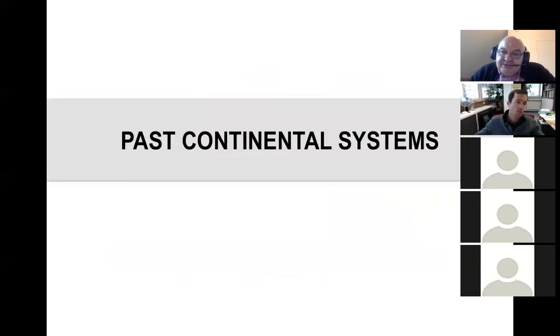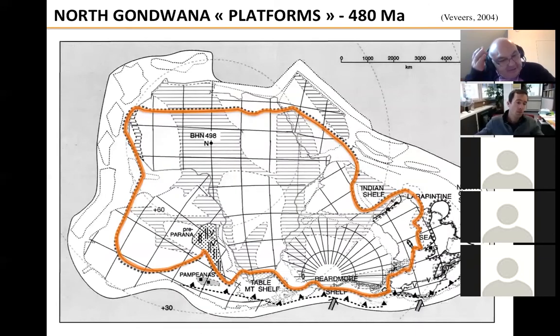Just to illustrate that, talking about past source-to-sink systems, I will take an example of Gondwana, 480 million years ago. So it means that this is a critical period in terms of plate dynamics. And this feature is very interesting. This is a reconstruction of the paleogeography, and we have enough archive to make sure that this makes sense.